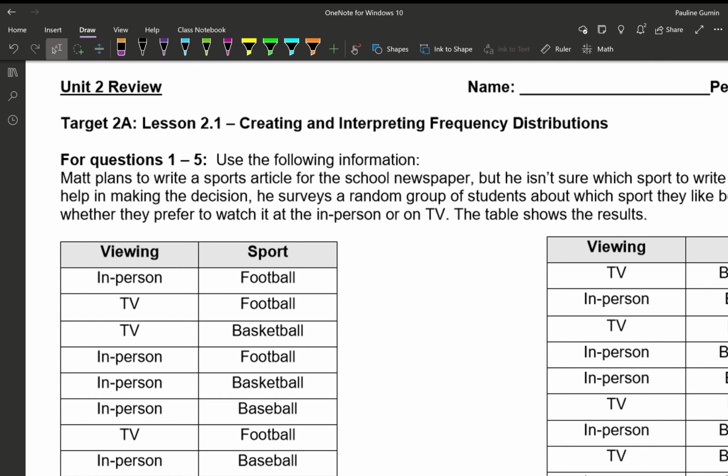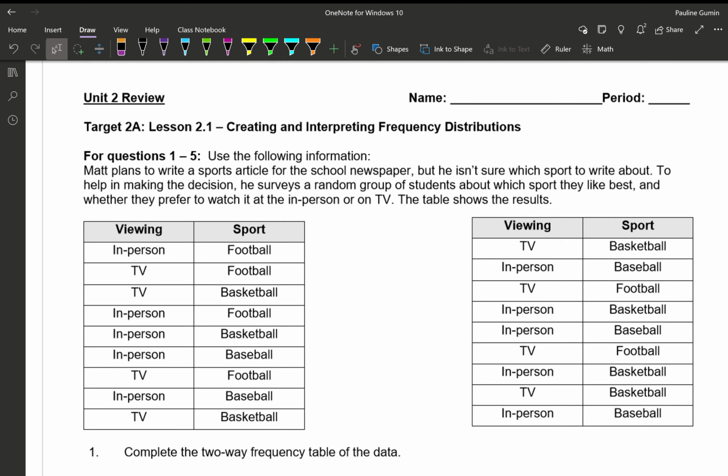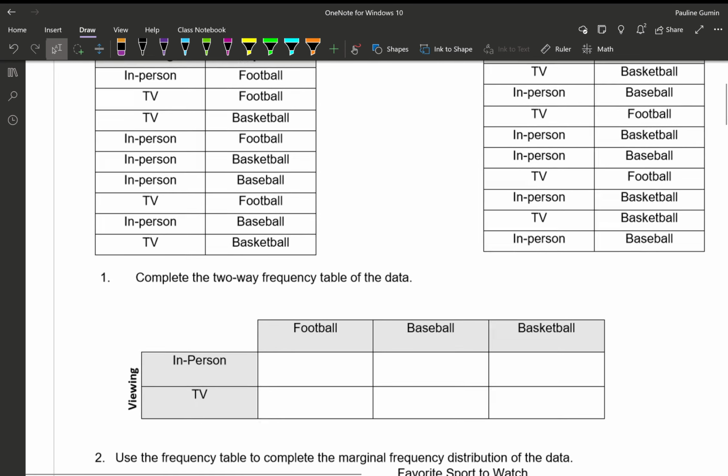Let's get started. For questions 1 through 5, we're going to use the following information, with the following table. Matt plans to write a sports article for the school newspaper, but he isn't sure which sport to write about. To help in making the decision, he surveys a random group of students about which sport they like best and whether they prefer to watch it in person or on TV. Here's the table that shows the result.